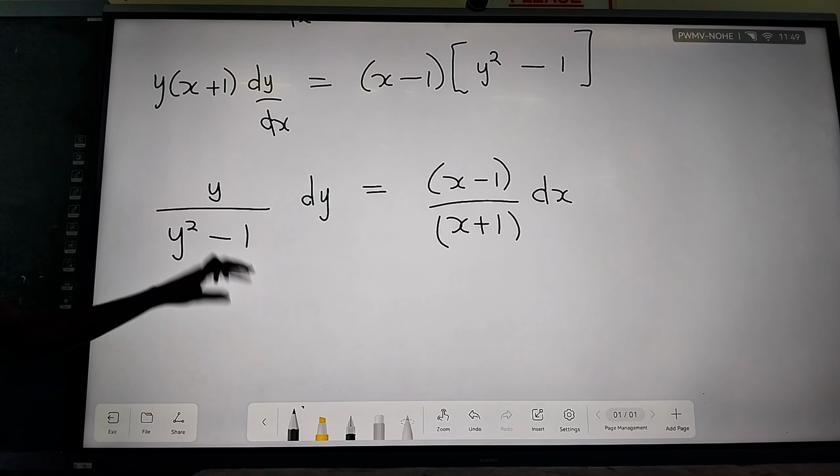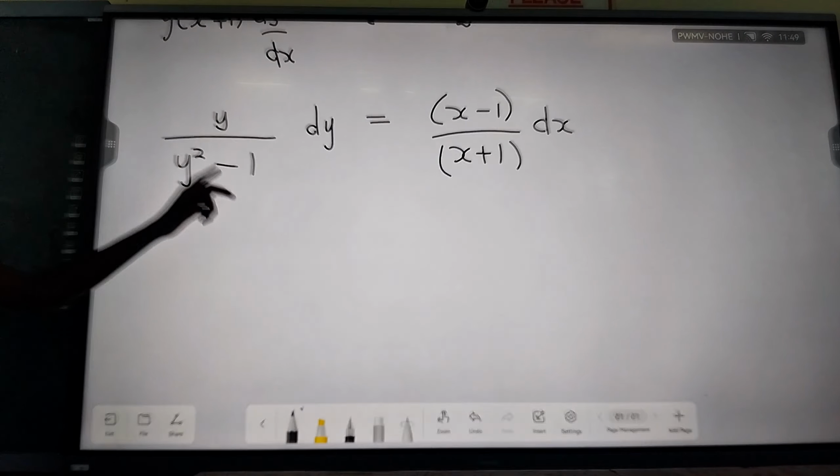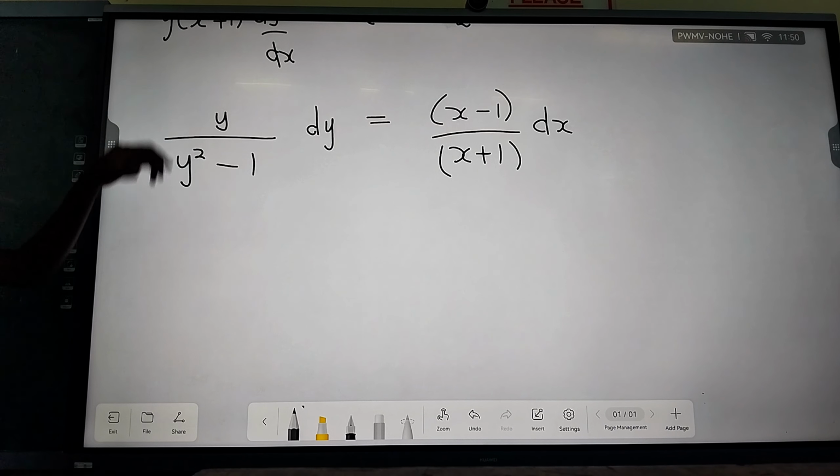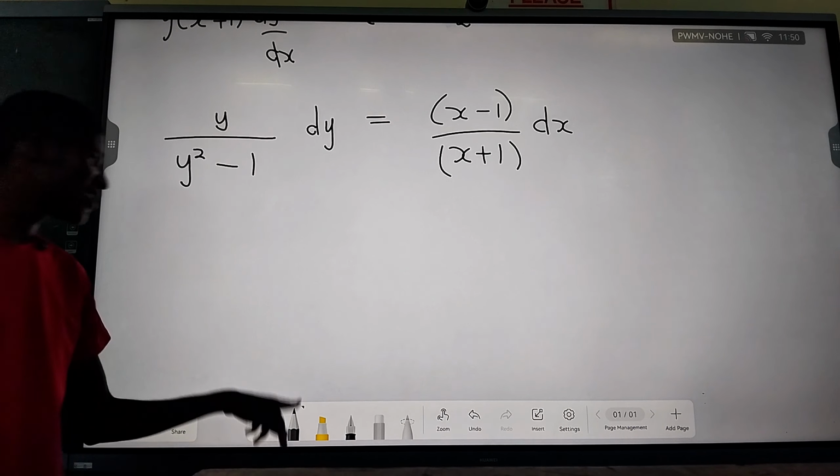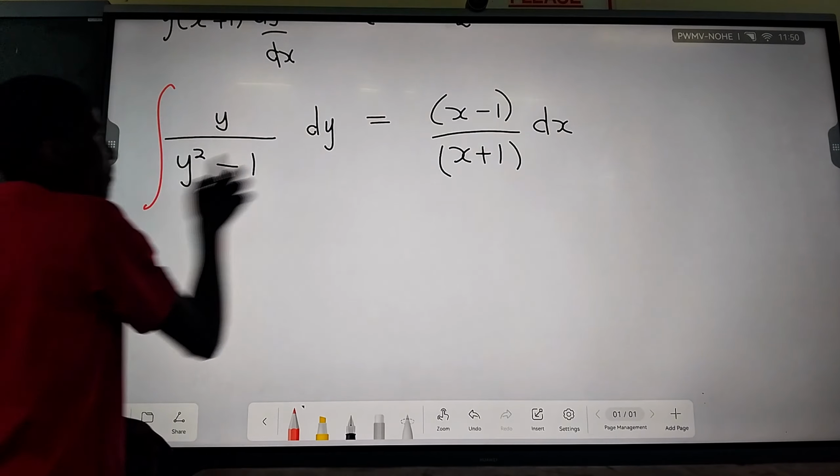So the rest you do is to solve here. So you solve again. How do you solve this one? You integrate both sides. Yes, let's revise separable equations in short.